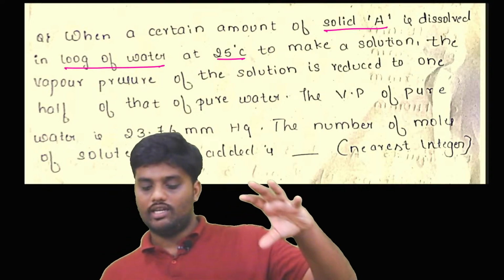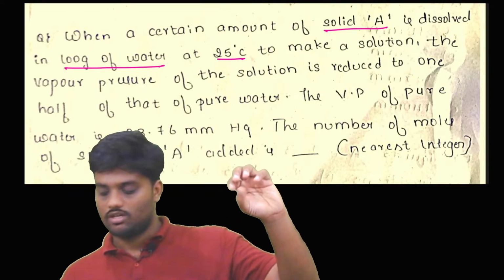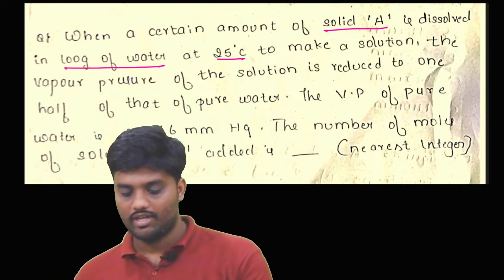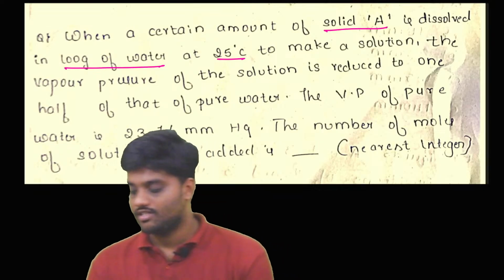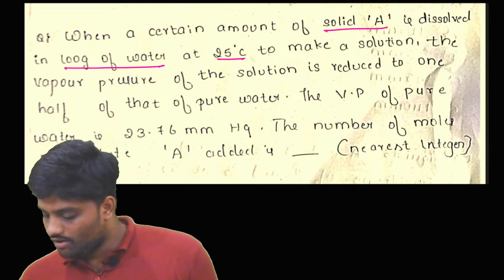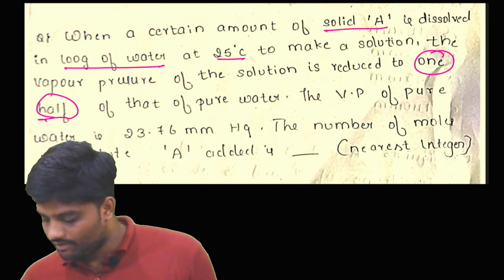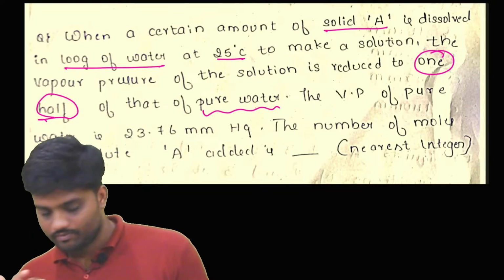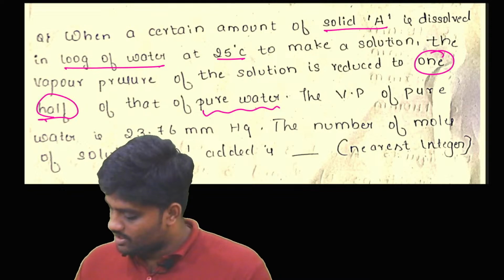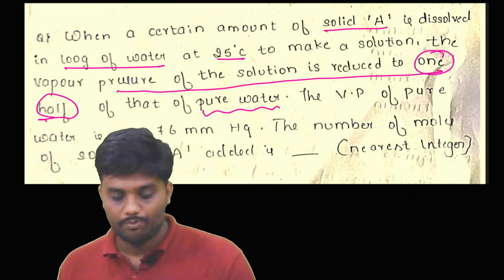I have a solid A, that means we are having something called solid which is going to be mixed with 100 gram water at 25 degrees Celsius to make a solution. The vapor pressure of the solution is reduced to one half of that of pure water. It means the pressure of the solution is reduced to one half of that of pure water.